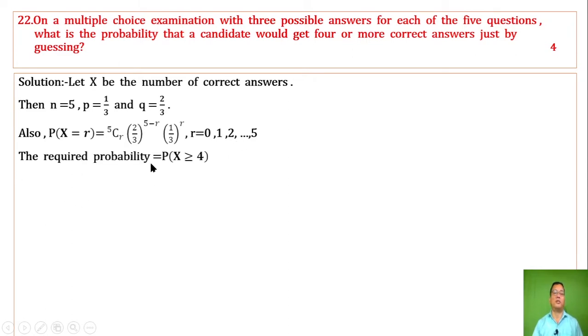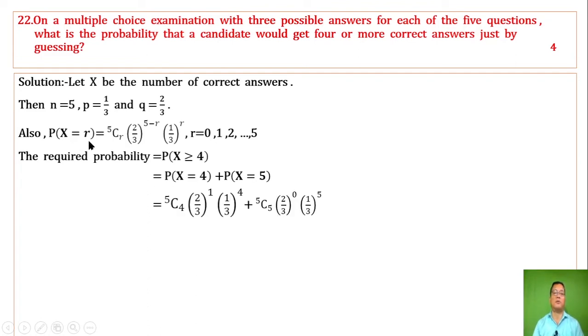The required probability is equal to P of X greater than or equal to 4, which is equal to P of X equal to 4 plus P of X equal to 5, whose values are given by the formula. We get this, then expand. We get 11/243. So the chance in this question is 11/243.